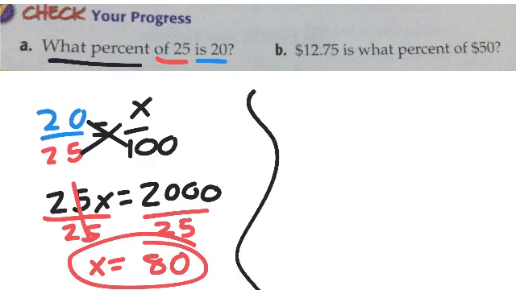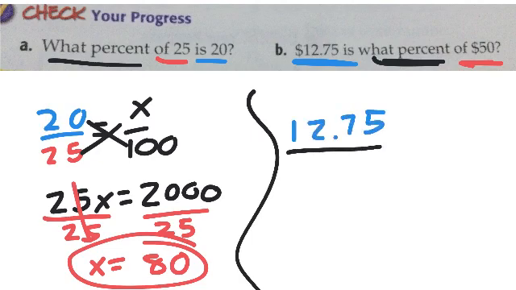The second one. So it says $12.75 is. So that's my is. What percent? That's what I'm looking for. Of 50. So 50 is my of. So I have my is value, which is $12.75, over my of value, which was 50, equals percent. That's what I'm looking for, over 100.